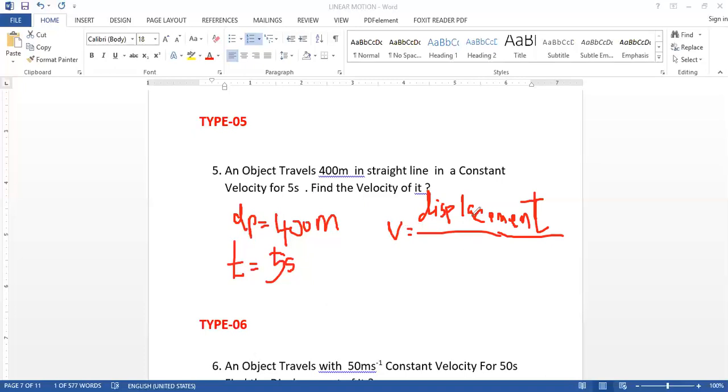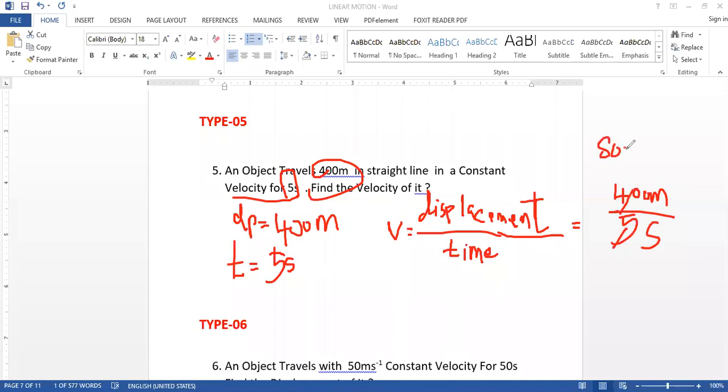You write velocity is equal to displacement over time, no problem. What is the displacement? 40 meters. And at a constant velocity, the time is 5 seconds. 40 over 5, how much? 8 m/s. Here, speed and velocity, the unit would be the same. This is the question related to displacement time.